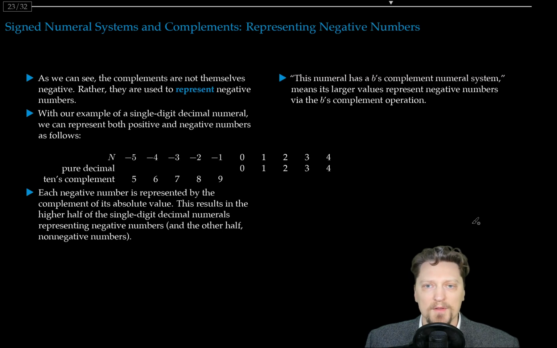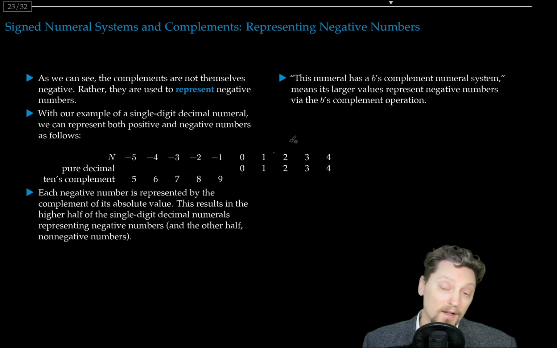Signed numeral systems and complements, representing negative numbers. So now we're going to look at how to represent a negative number using the complement. As we can see, the complements are not themselves negative, right? They're just another positive number. Rather, they are used to represent negative numbers, okay? With our example of a single-digit decimal numeral, we can represent both positive and negative numbers as follows. So we're going to represent numbers -5 through +4 in this complement. So pure decimal 0 through 4 are going to represent non-negative integers 0 through 4. And then we're going to use positive 5, 6, 7, 8, 9 to represent -5, -4, -3, -2, -1.